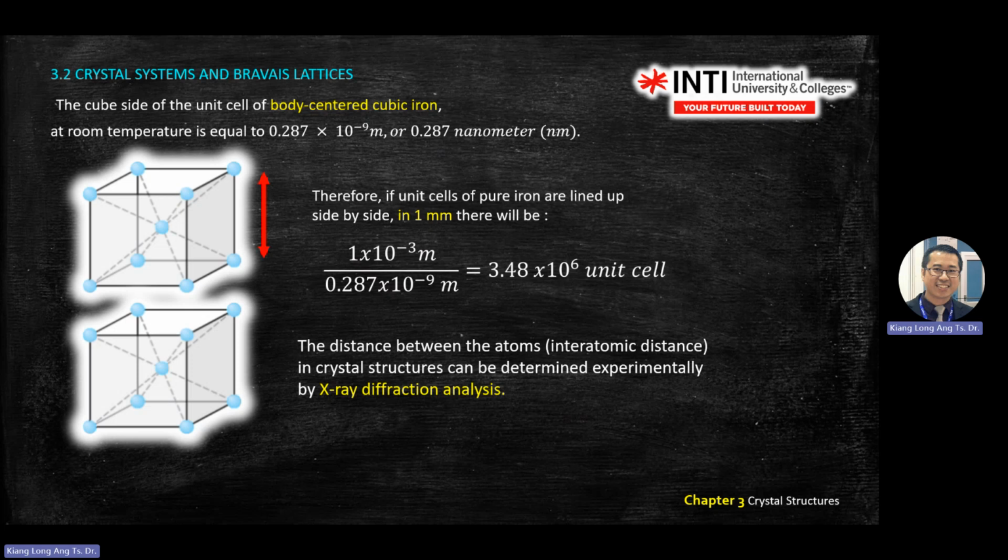Okay, for the distance in a crystal structure, you use X-ray diffraction analysis. It's a special machine that uses X-ray waves to determine the distance between two spheres or two atoms. In chapter 2, we already taught you how to calculate frequency and wavelength. In the previous chapter, we already taught you how to calculate wavelength from the energy.